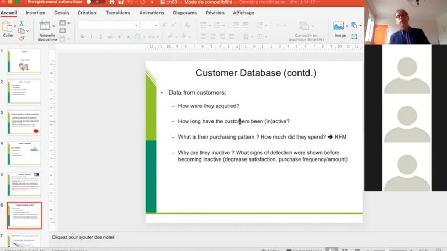Then, you might send a satisfaction survey in order to measure customer satisfaction. If you see that satisfaction decreases, this is again an indicator that the customer is about to defect or not to buy again. That is why this information is important, because it gives you first an indicator.